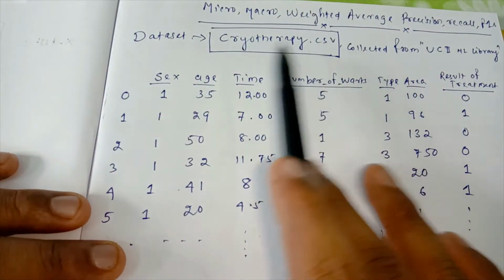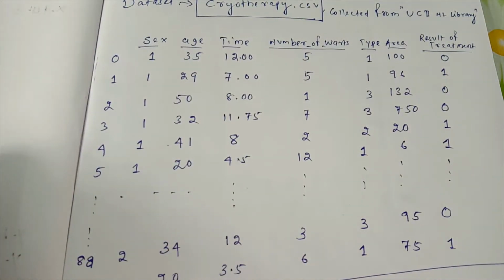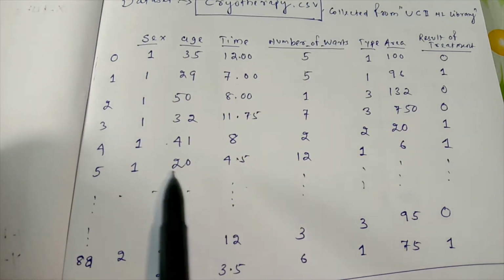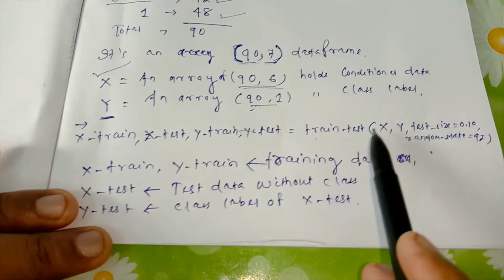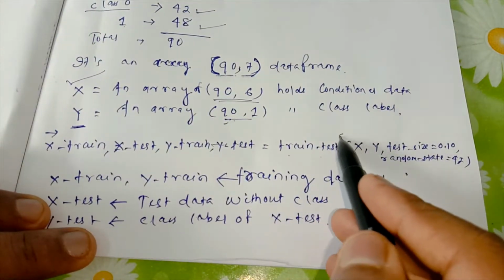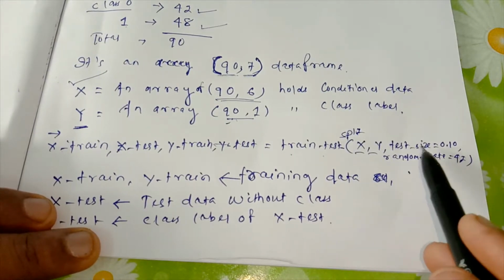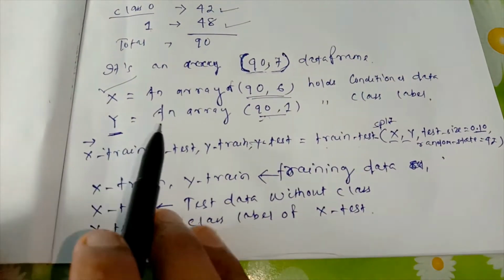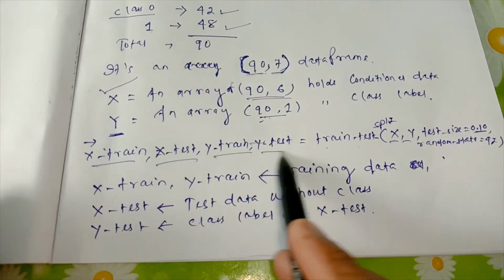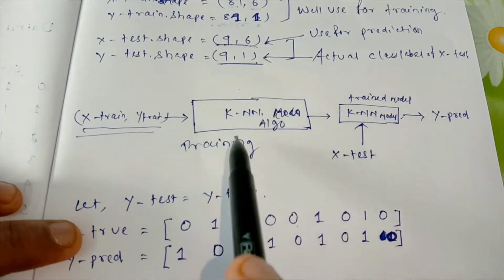It's a CSV file. In this data set there are 90 samples, starting from 0 to 89, and there are seven attributes or features. You can call the train test split function. Here I gave x and y, and the test size is 10%. So the division happened randomly. The training data x train and y train is given to the KNN algorithm for training.